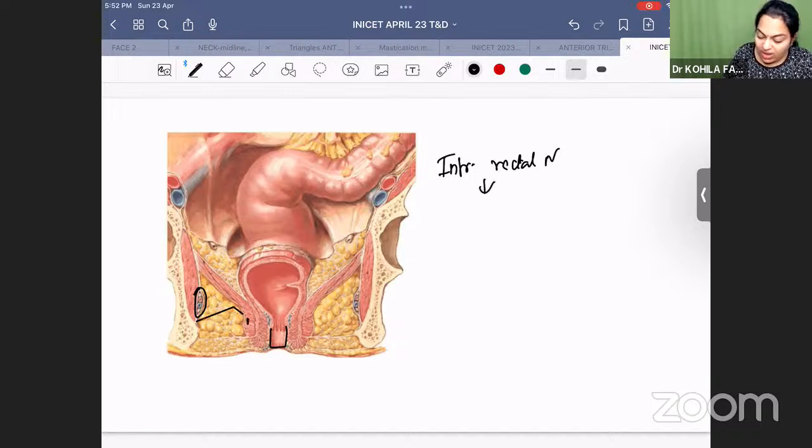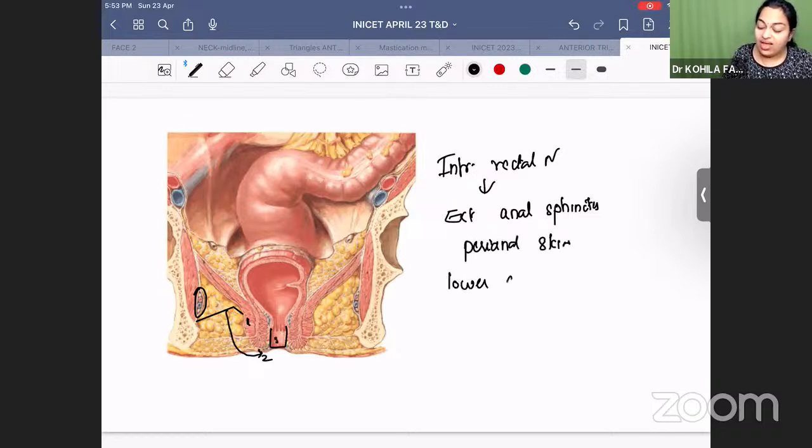That's the external anal sphincter. Okay, this is a high yield point. And then it will supply the perianal skin. It supplies the perianal skin. And then it supplies the lower part of the anal canal below the pectinate line.